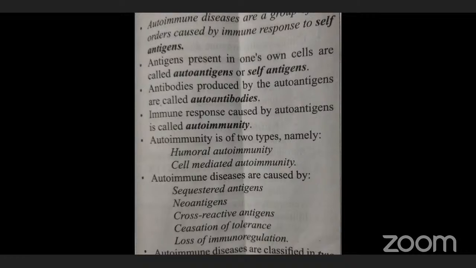Now, the basic characteristics: an autoimmune disease is caused by an immune response against self antigens. The immune response caused by autoantigens is called autoimmunity. Autoimmunity is classified into two types. What are they? One is humoral immunity, another is cell-mediated immunity.